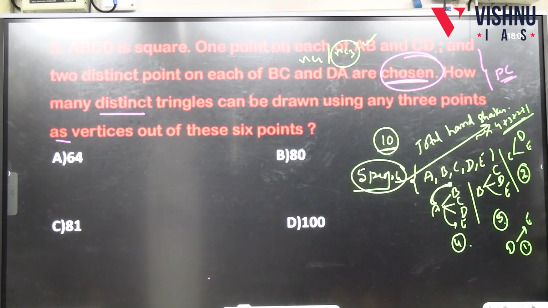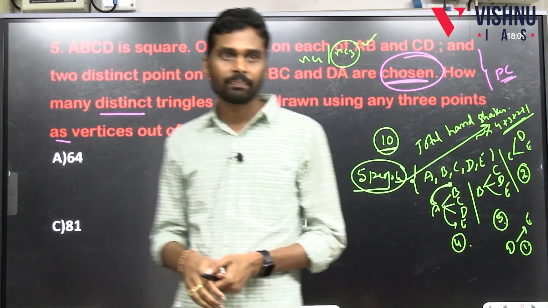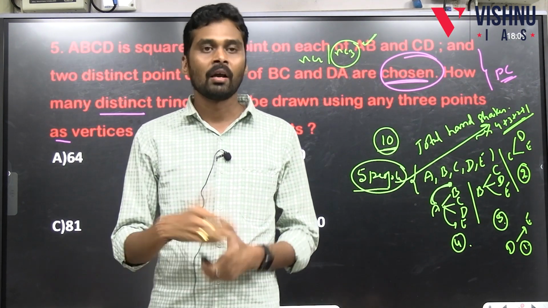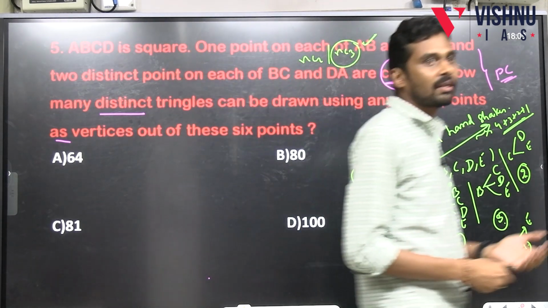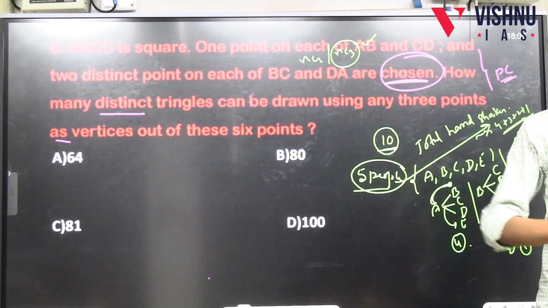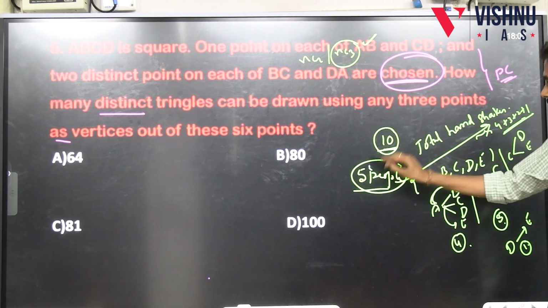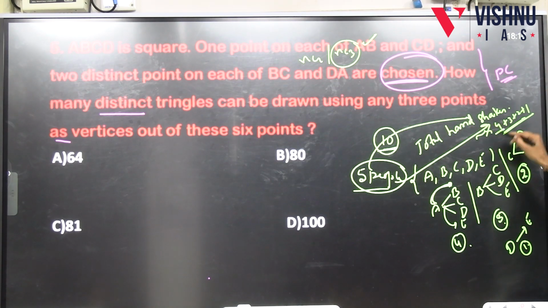Think logically that 5 people are there. The same person cannot shake hand with himself, right? Handshake means that you have to shake hand with the other guy, not for yourself. So if 5 people are there, the final answer is what? The first person has to shake hand with all the remaining people. From there onwards, one number is decreasing. So the final answer is 4 plus 3 plus 2 plus 1.